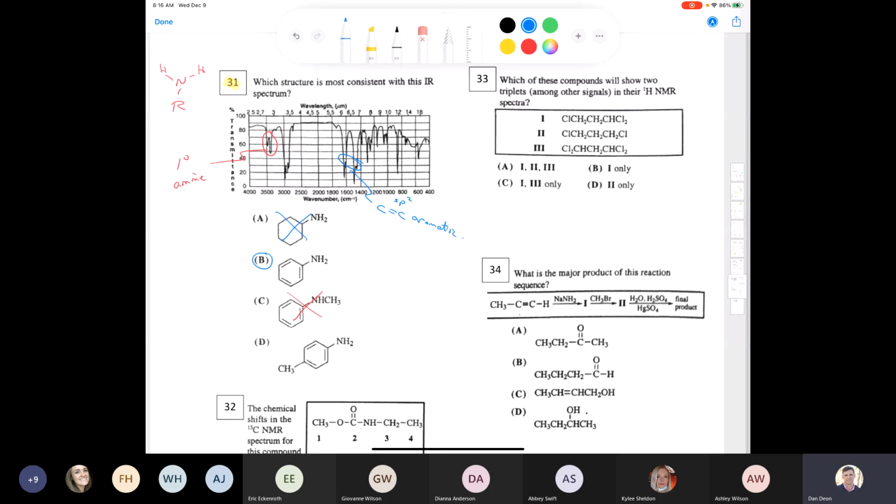Now here I have aniline, and here I have para-methylaniline. Could anybody give me a clue as to which one of these it's going to be and how you figured it out?